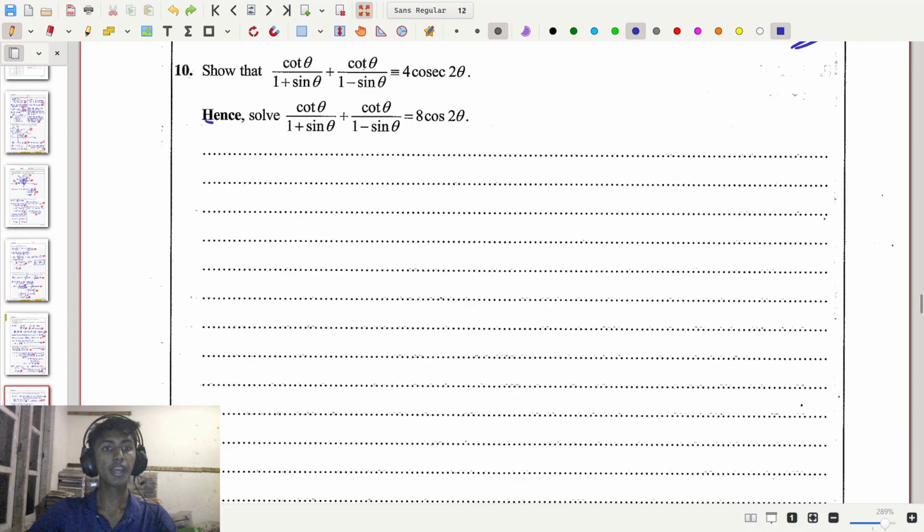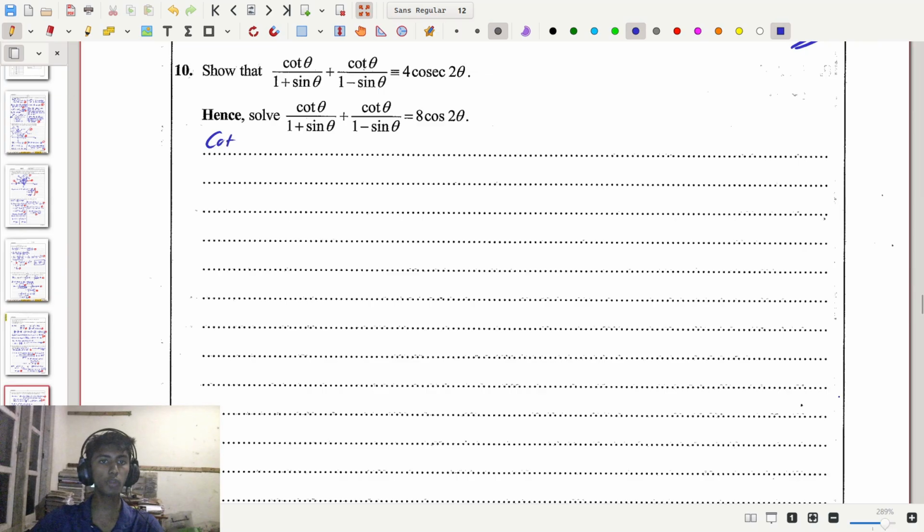It then says, hence, solve cot theta divided by 1 plus sine theta plus cot theta divided by 1 minus sine theta equal to 8 cosine of 2 theta. Now, to start off with this question, the first thing we're going to do is to copy this expression right here and try to simplify it down into the expression on the right hand side.